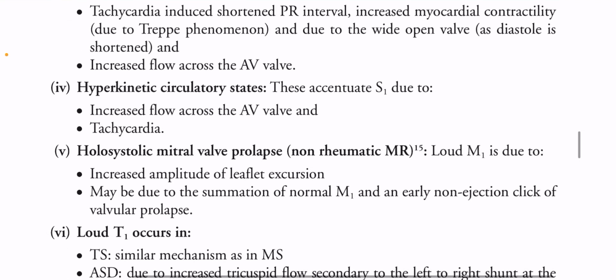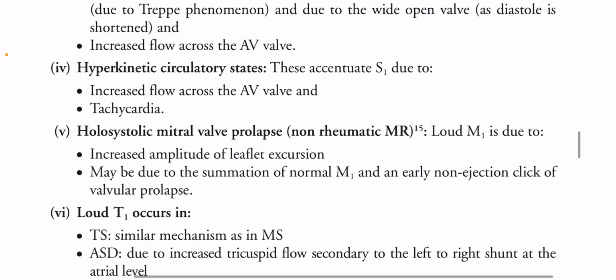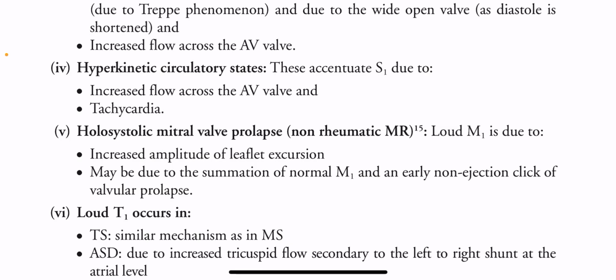Late systolic mitral valve prolapse, non-rheumatic MR. Loud first heart sound is due to increased amplitude of leaflet excursion, which may be due to the summation of normal M1 and an early non-ejection click of valvular prolapse.